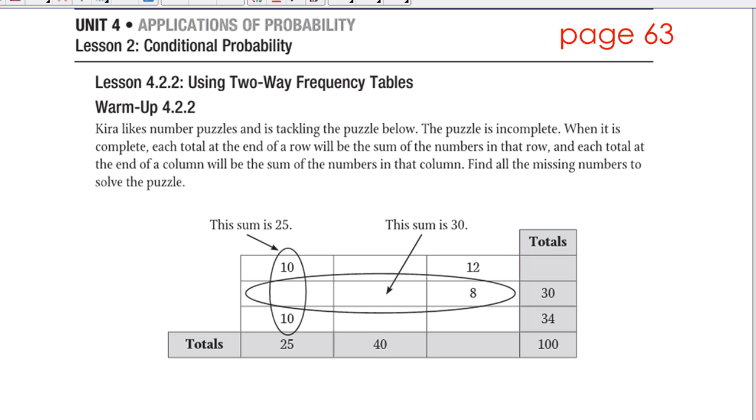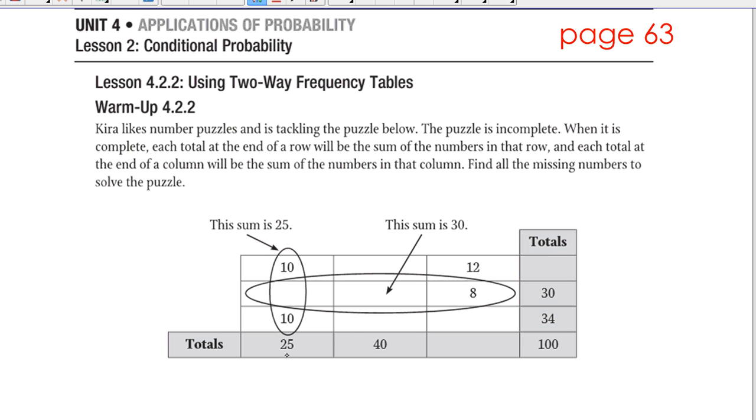So it says Kira likes number puzzles and is tackling the puzzle below. The puzzle is incomplete. When it is complete, each total at the end of a row will be the sum of the numbers in that row, and each total at the end of the column will be the sum of the numbers in that column. So this should look familiar to you because this is when we started doing independent and dependent. We started looking at data and tables. So if you look, we know every column needs to total, every row needs to total.